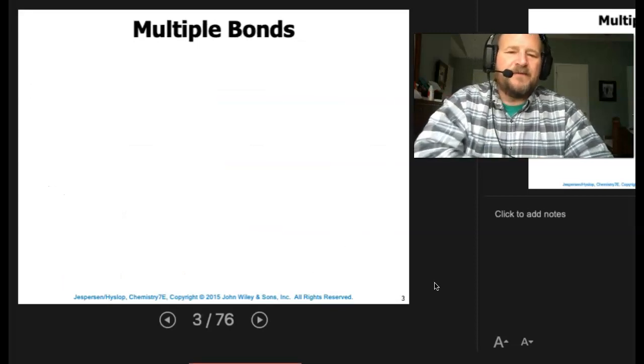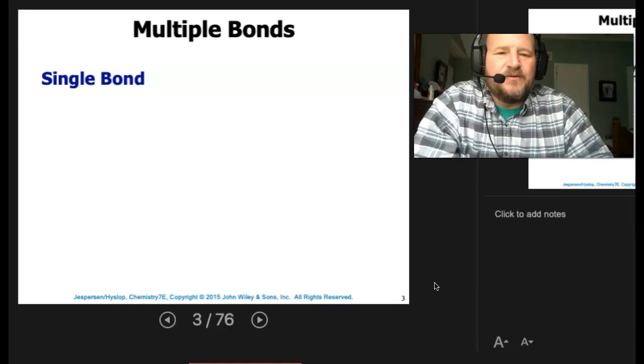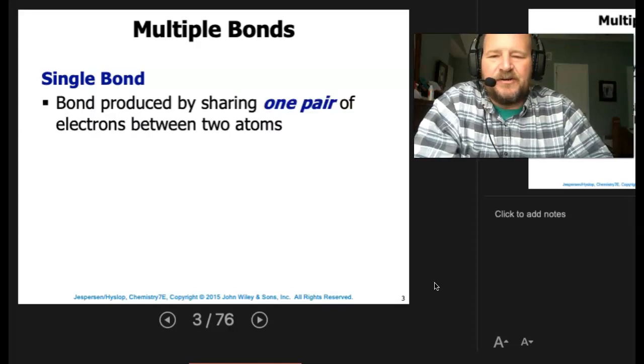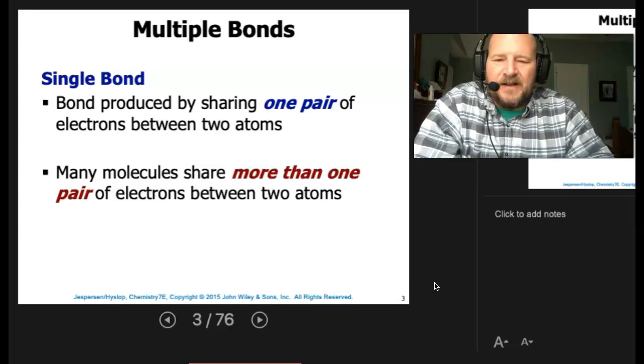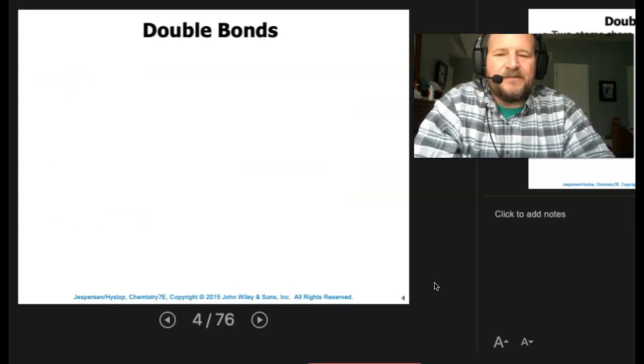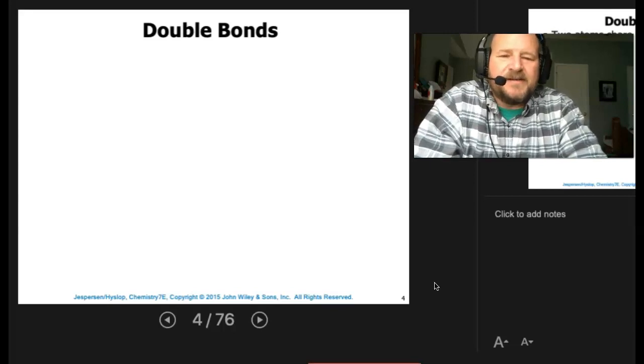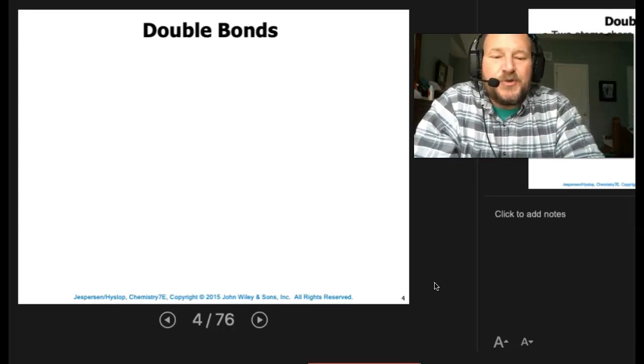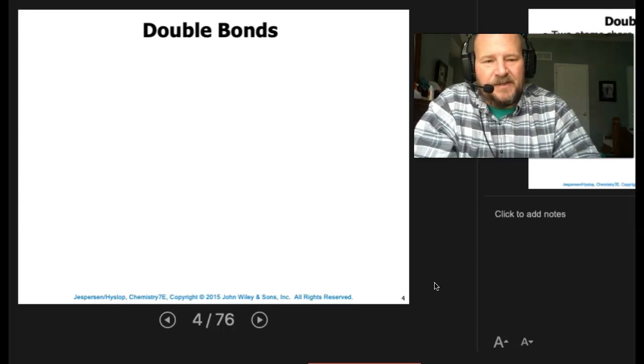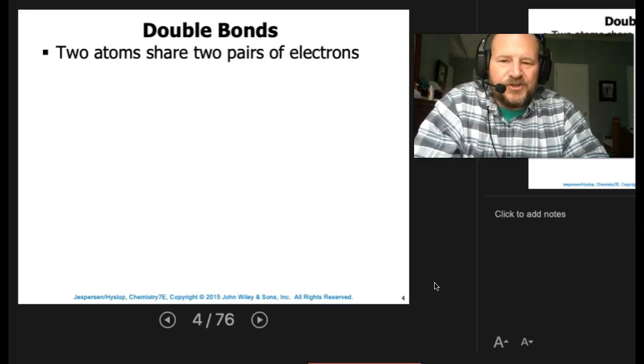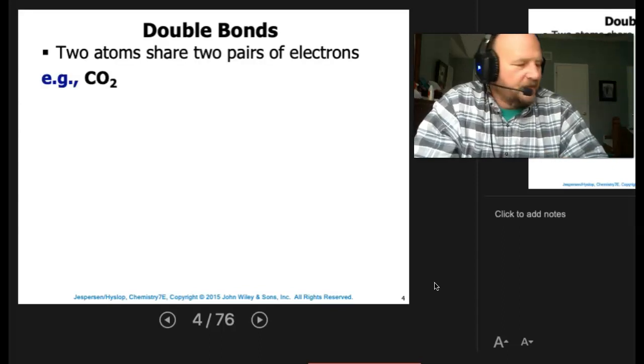Now, we've only been focusing on single bonds, but we can do more than one bond. A single bond was when we shared a single pair of electrons. Now, many molecules can share more than one pair. So that means we're going to have multiple bonds. The first thing we have up would be double bonds. So now we're going to share two pairs. That's how we come up with double. So two atoms will share two pairs of electrons.